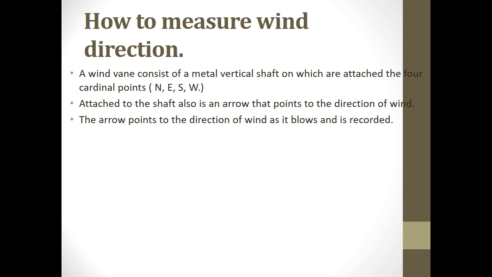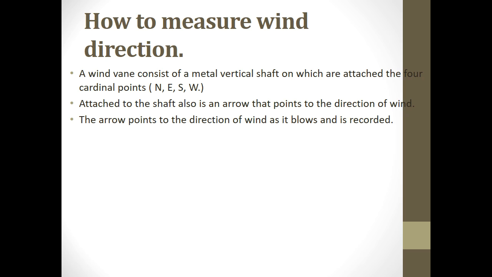Now, a wind vane is made up of a metal vertical shaft on which are attached the 4 cardinal points: north, east, south, and west. Attached to this metal shaft is an arrow that points to the direction of wind. The arrow points to the direction of wind as it's blown, and it is recorded.